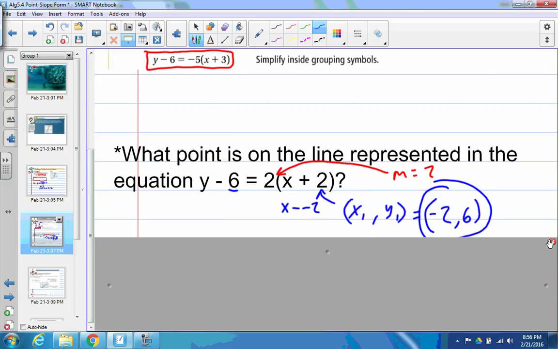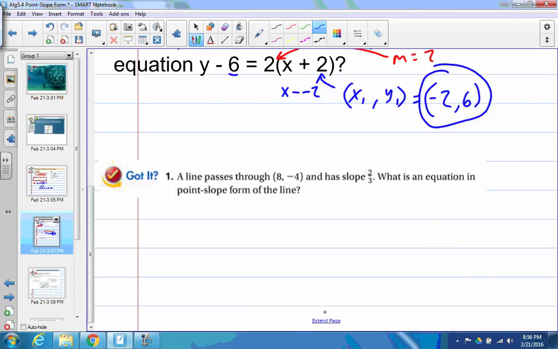So that's one of the weird parts about point slope form. Alright, so here's an example I'd like you to try now. A line passes through the point 8, negative 4, and has a slope of 2/3. What is an equation in point slope form of the line? So go ahead and try number 1.